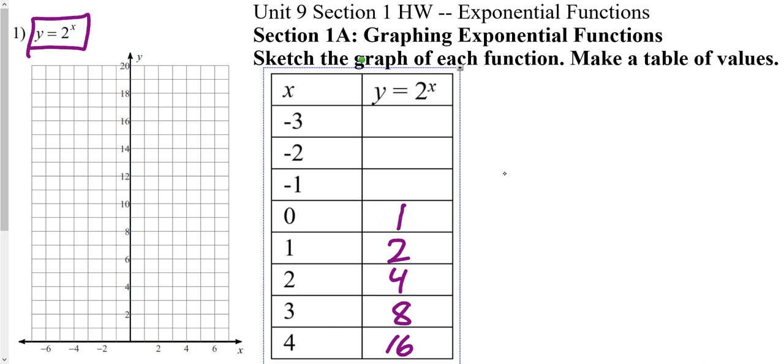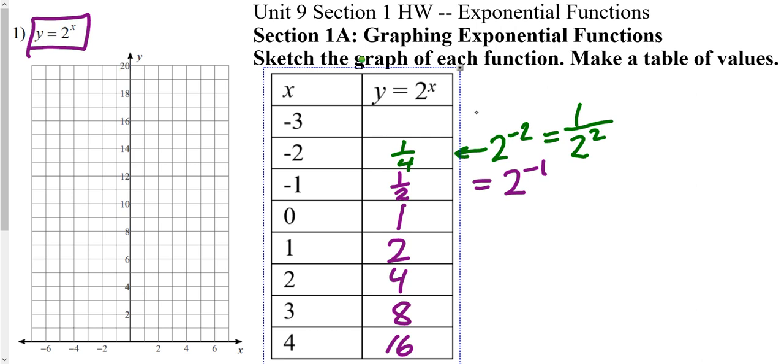Now, if you plug in -1, you'd have 2 to the -1. Now, remember that that negative exponent means 1 over 2 to the first power, where this one here would be 2 to the -2, which would be 1 over 2 to the +2, so that ends up being 1/4. And then if you plug in your -3, that would be 1 over 8.